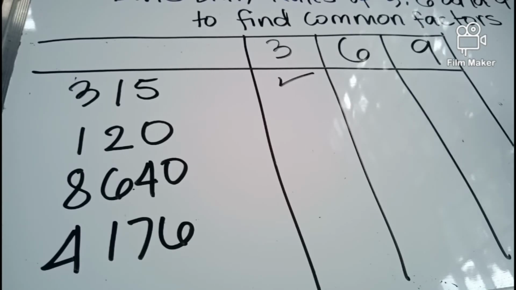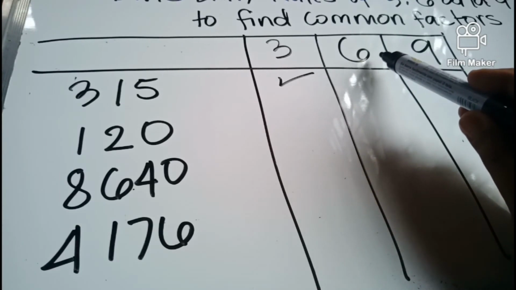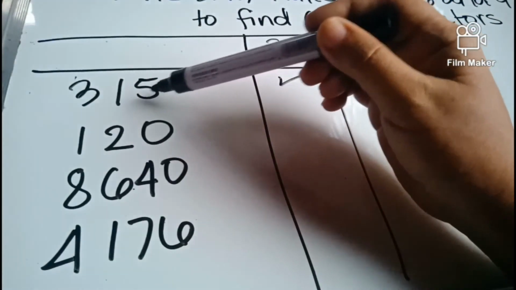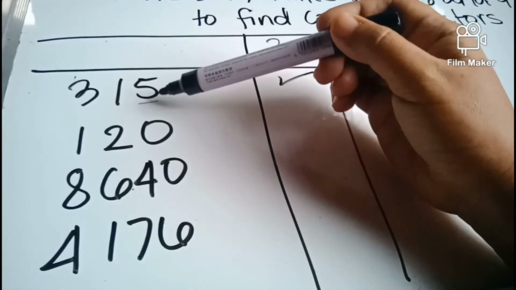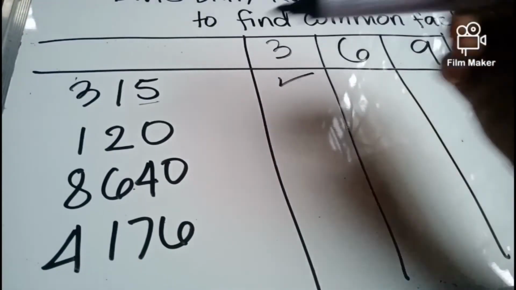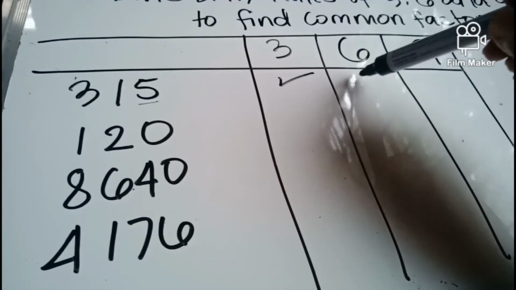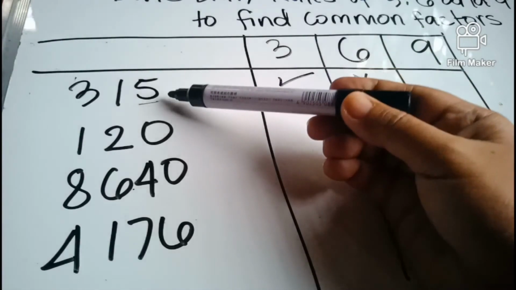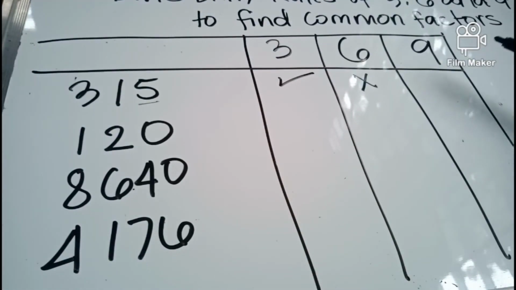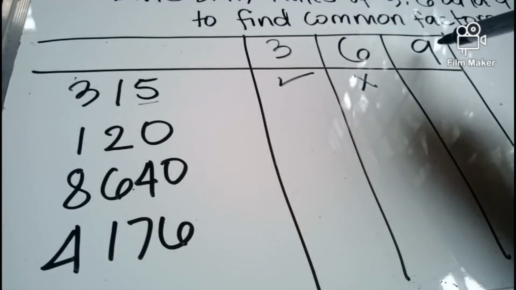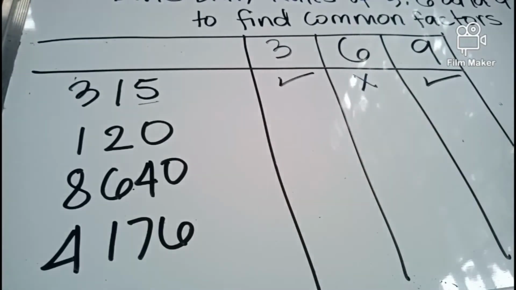Okay, next. Is it divisible by 6? So titingnan natin. 315, it ends in 5. 5 is not divisible by 2. Although it is divisible by 3 but not divisible by 2, therefore not divisible by 6. Is 315 divisible by 9? By adding the digits, 3 plus 1 is 4 plus 5 is 9. 9 divided by 9 is 1. Therefore, 315 is divisible by 9.